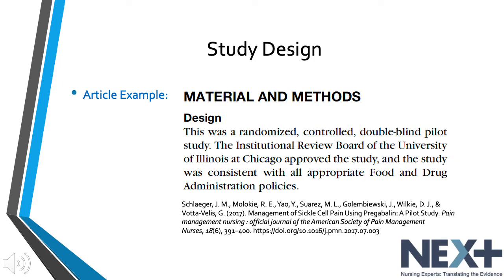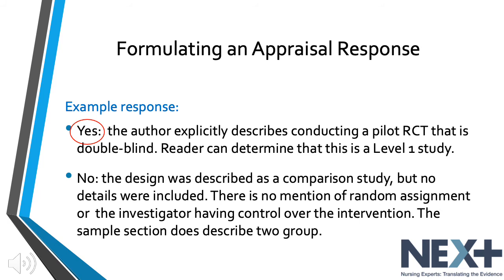Let's look at an excerpt from a study to answer our appraisal question. As you look for the information about the design, evaluate if the description is clear enough to determine the level of evidence based on the hierarchy of evidence. When developing your answer to the appraisal question, reflect on how well the author described the design. In our example, the design was easily found in the design section below the header Material and Methods. The authors clearly reported using a randomized controlled trial, and this allowed us to easily determine the level of evidence. It's a level 1.